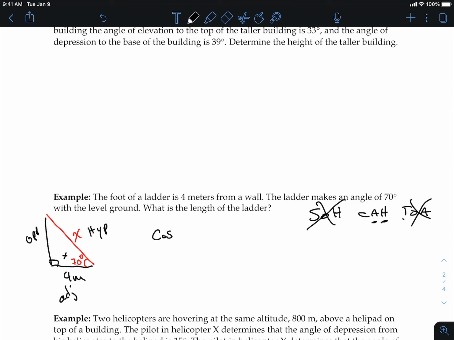So the cosine of theta is equal to adjacent over hypotenuse. I'm going to plug in the angle of 70 degrees into theta. So cosine of 70 is equal to A over H, where A is 4 and H is X. Solve for x. How are you going to do that? Good question. You're going to see this all over the place. You're going to need to know how to do this.